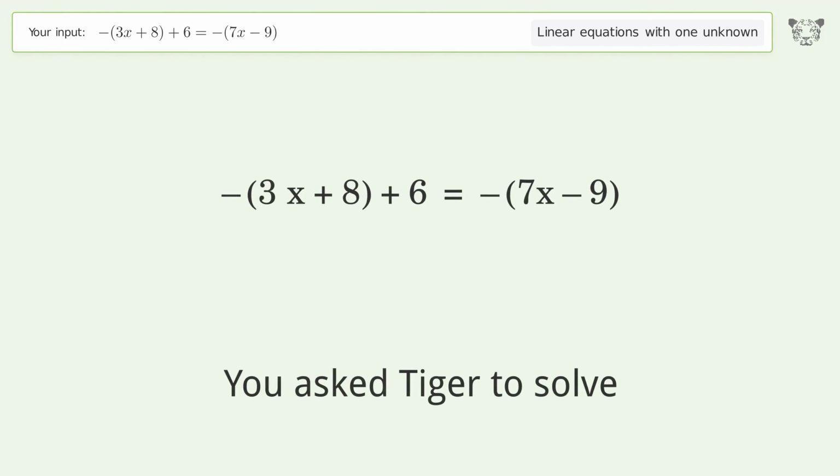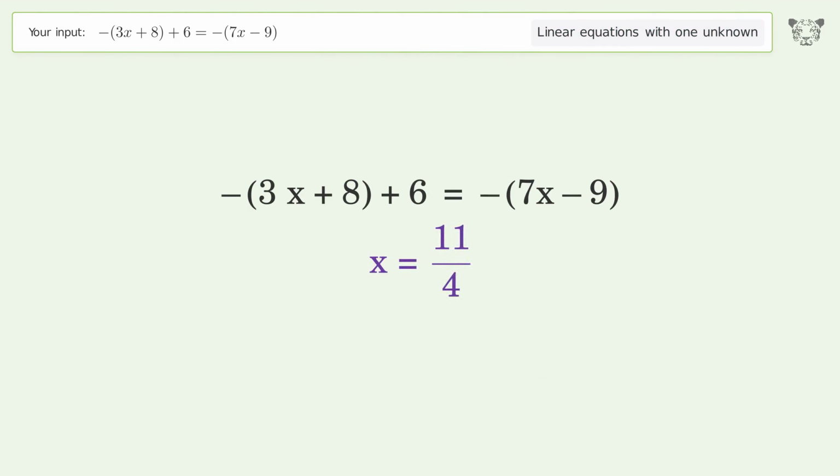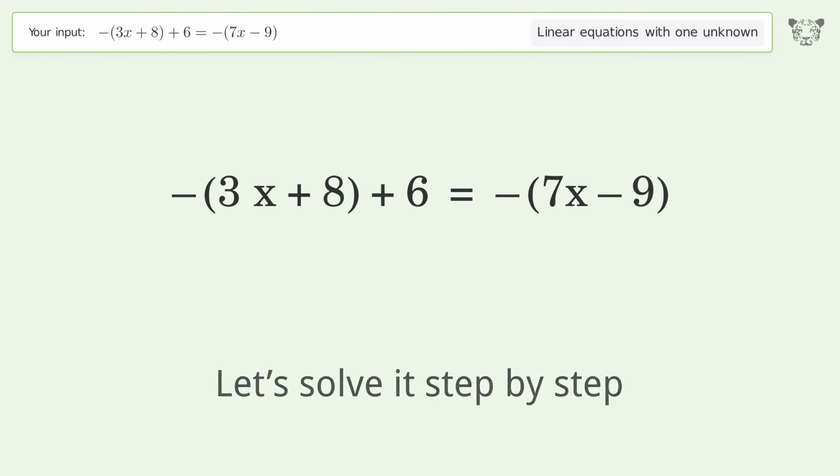You ask Tiger to solve this. It deals with linear equations with one unknown. The final result is x equals 11/4. Let's solve it step by step.